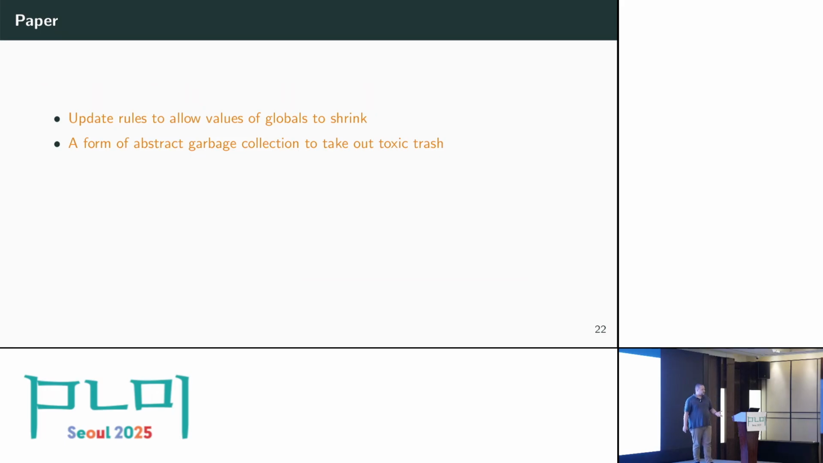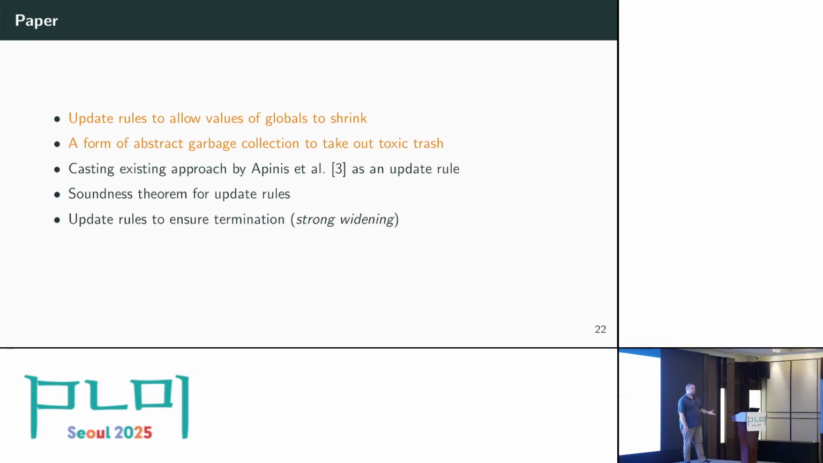So inside of the paper, we have several things. What we've seen here is update rules that allow the values of globals to shrink. We have seen a form of abstract garbage collection to take out the toxic trash. In the paper, we also compare with an existing approach by Apinis and colleagues, which was deeply intertwined with one solver that we casted as an update rule. We also give a detailed soundness theorem for the update rules. And we also consider the notion of properties that the update rules need to have to ensure termination of the analysis. And it turns out that there one needs an interesting property that is somewhat stronger than what you would usually have for a widening.